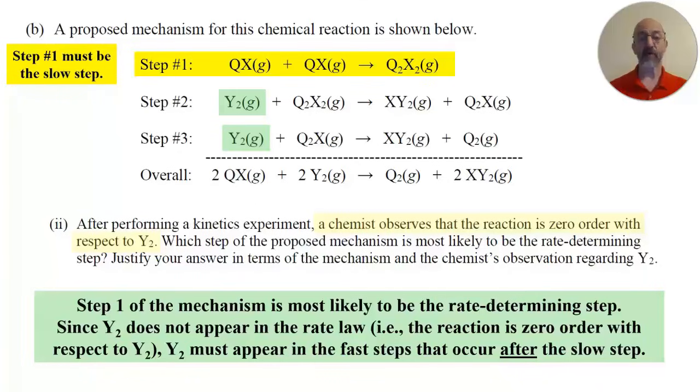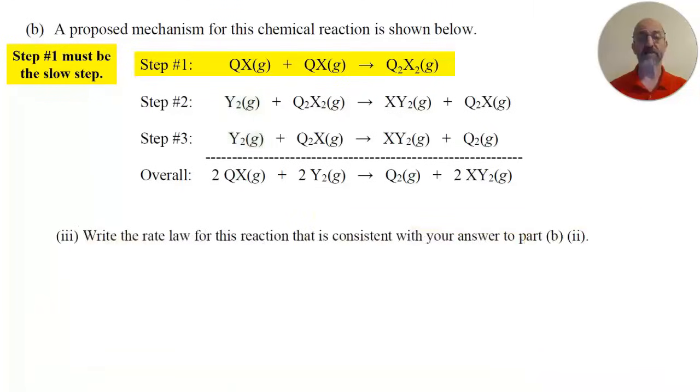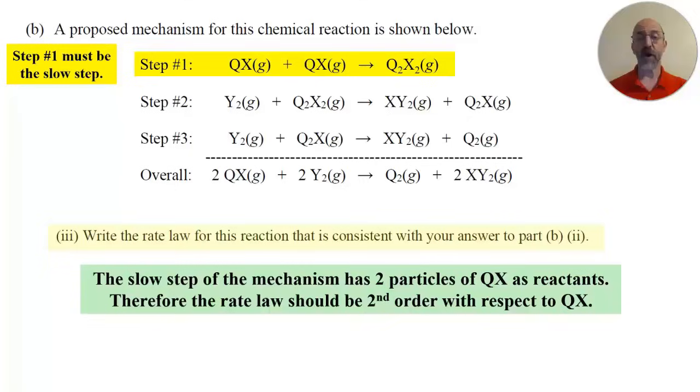And now we have a carryover from part B double I to part B triple I, which says, write the rate law for this reaction that is consistent with your answer to part B double I. We're going to focus our attention on that slow step, step 1. You'll notice that there are exactly 2 particles of QX as reactants and nothing else. So the only substance that will appear in the rate law is substance QX, but we do have to consider the molecularity, which means the number of molecules of substance QX.